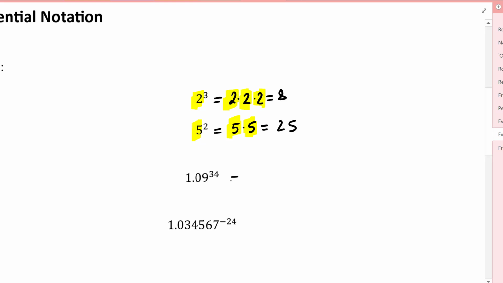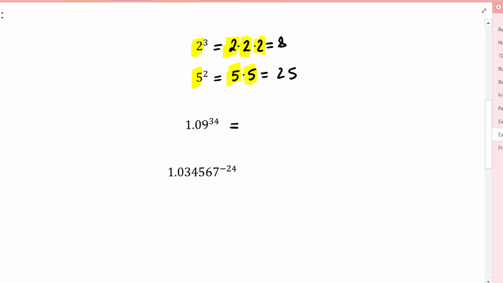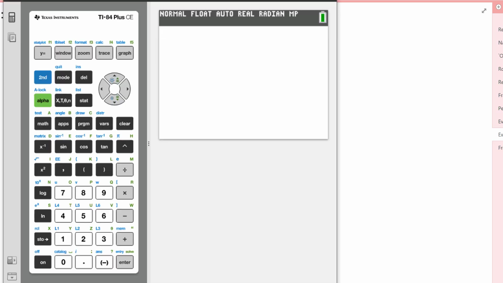But how are we going to calculate 1.09 to the 34? I'm not going to write 1.09 times 1.09 times 1.09, 34 times, and multiply that by hand. And even if I try to do that, how am I going to do something like the one that we just looked over, 1.00625 to the 12 times 43? So in order to calculate this, I'm going to pull up the calculator and let's take a look at how to do that. The first problem was 2 to the third.